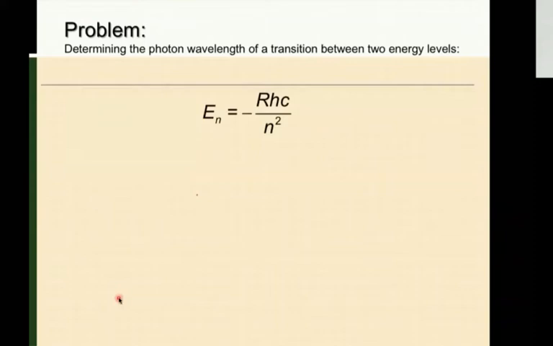Okay, so here's our equation for one of the energy levels, where n is that principal quantum number. So for the initial level, n is going to equal 4, and for the final level, n is going to equal 2, because we're seeing an emission transition between n is equal to 4 and n is equal to 2.